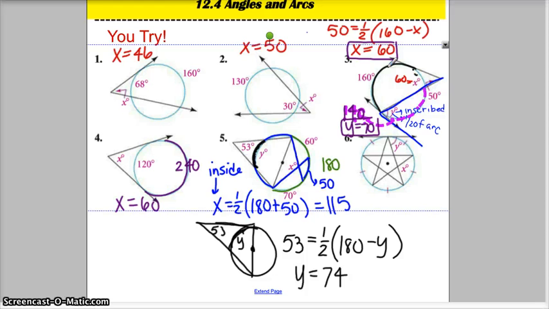So I knew that this 50 degrees, which is the outside, equals 1/2 the difference of its two intercepted arcs. So I needed to subtract 160 minus X. When I did that calculation, 50 equals half times whatever, multiplied by 2, subtracted from 160, I ended up with X equals 60 degrees. So this rest of the arc was 60.